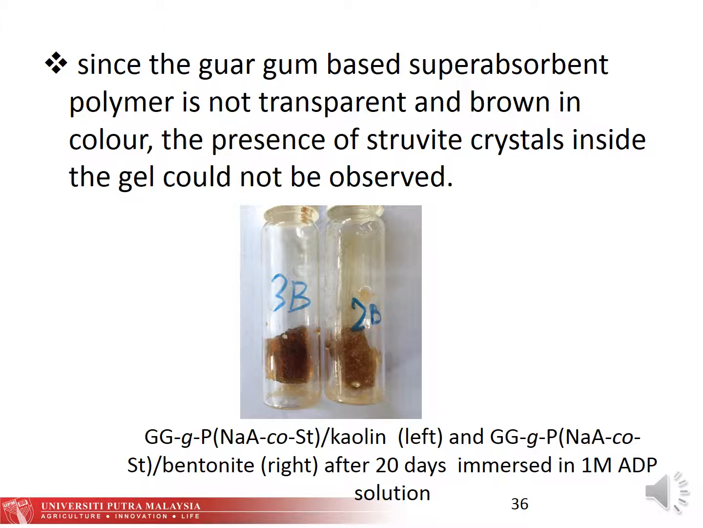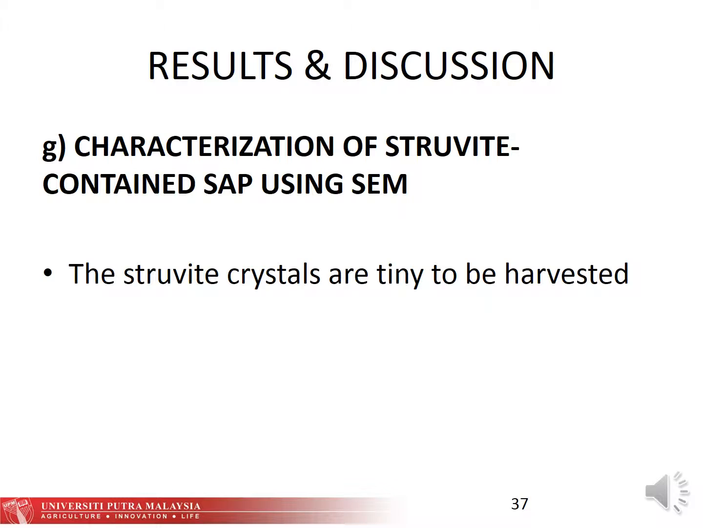Since the guar gum based superabsorbent is not transparent and is brown in color, it was difficult to observe the struvite growing inside the gel, as shown in this figure. For the characterization of struvite contained SAP using SEM, the struvite crystals are too tiny to be harvested. So for the analysis using SEM and EDX, we used the struvite contained SAP in order to determine the structure of the struvite and also the compositional analysis of the struvite in the SAP.